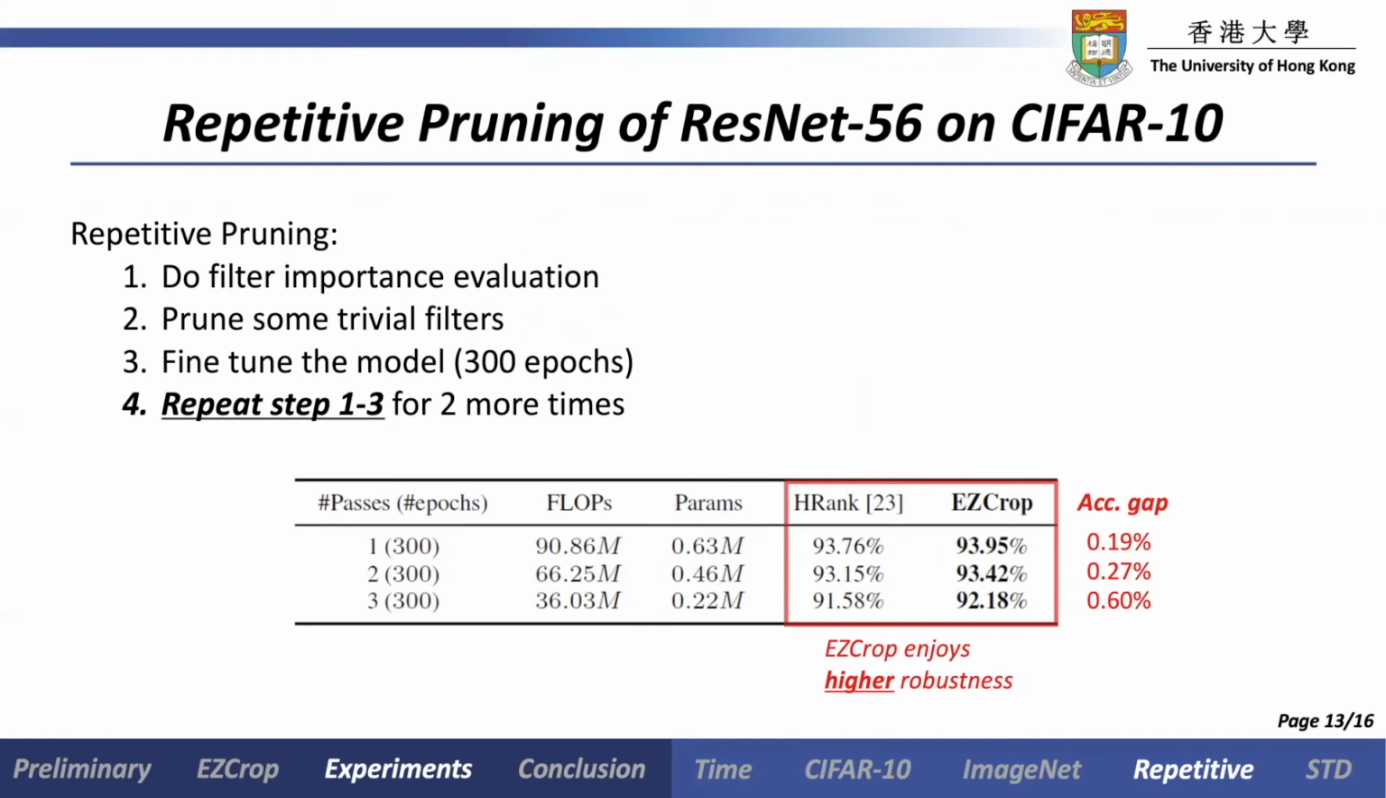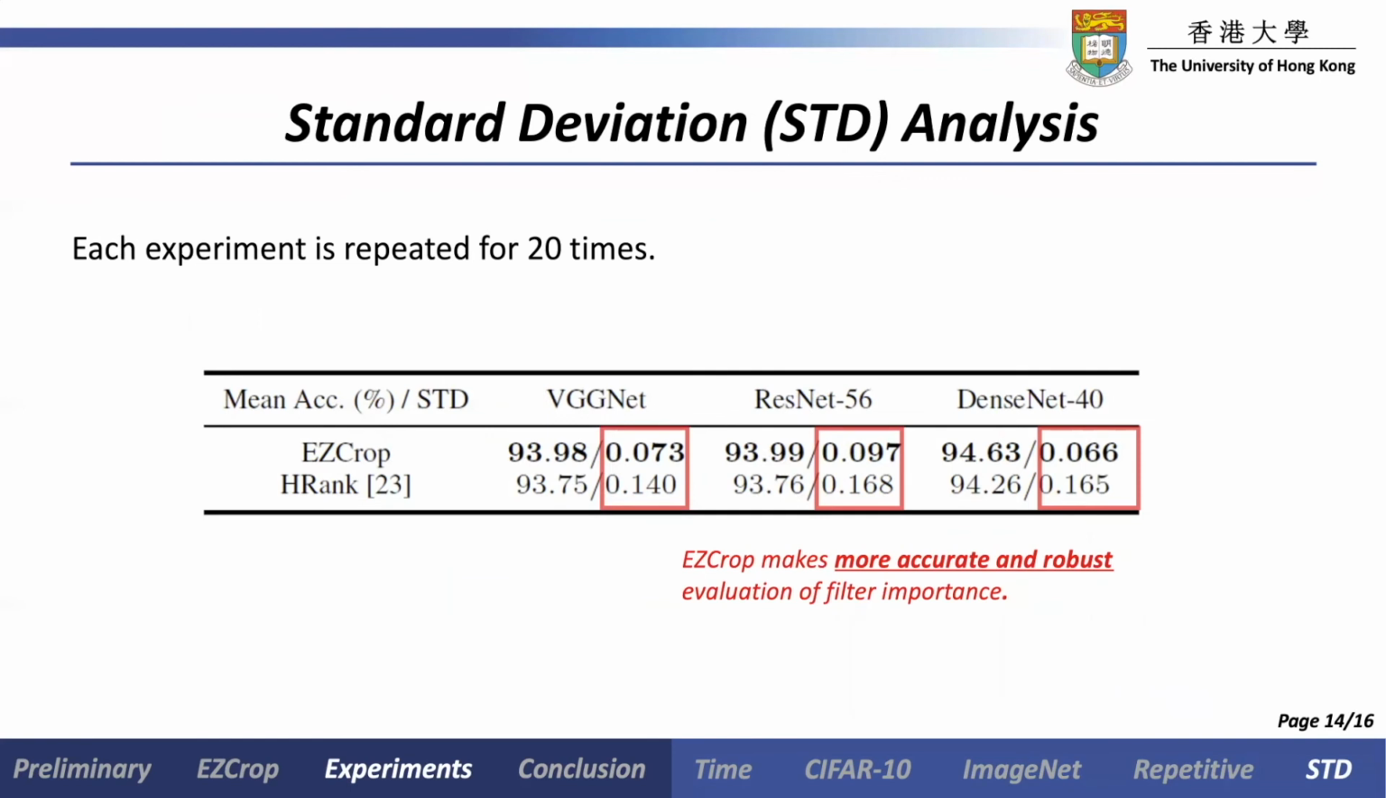Now let's look at the repetitive pruning results of ResNet 56 on CIFAR-10. The results are reported in the table. We can see in each pruning process, EZCrop has higher accuracy. Besides, the accuracy gap is enlarged after each single pass. This obviously shows EZCrop enjoys higher robustness under repetitive pruning, and it is able to evaluate the filters more accurately in each single pass. To show the robustness, we also compute the standard deviation by repeating the selected experiments 20 times. This again verifies that EZCrop makes more accurate and robust evaluation of filter importance.